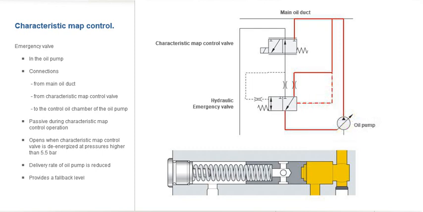This system configuration, therefore, provides a fallback level. This ensures that although the mainspring in the oil pump is softer, sufficiently high pressures will be reached and the delivery rate will still be limited at pressures higher than 5.5 bar.